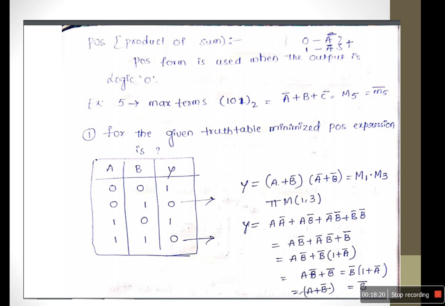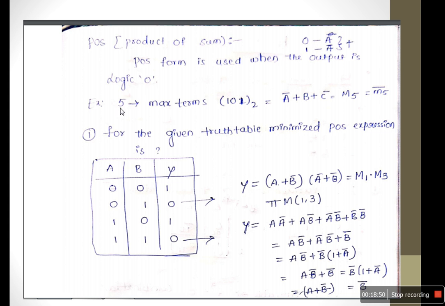Next is product of sums. In sum of products, we take the output when the output is logic 1. Product of sums is used when the output is logic 0. In the sum of products, whenever you have 0, that is represented with A bar, and whenever you have 1, that is represented with A. So here 0 is represented with A and 1 is represented with A bar.